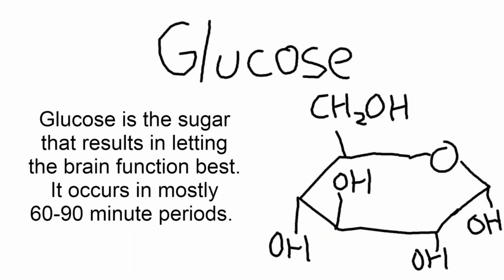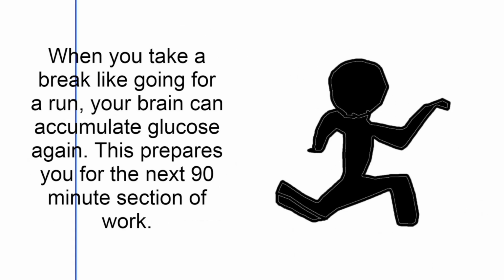Glucose is the sugar that results in letting the brain function best. It occurs in mostly 60 to 90 minute periods. When you take a break, like going for a run, your brain can accumulate glucose again. This prepares you for the next 90 minute section of work.